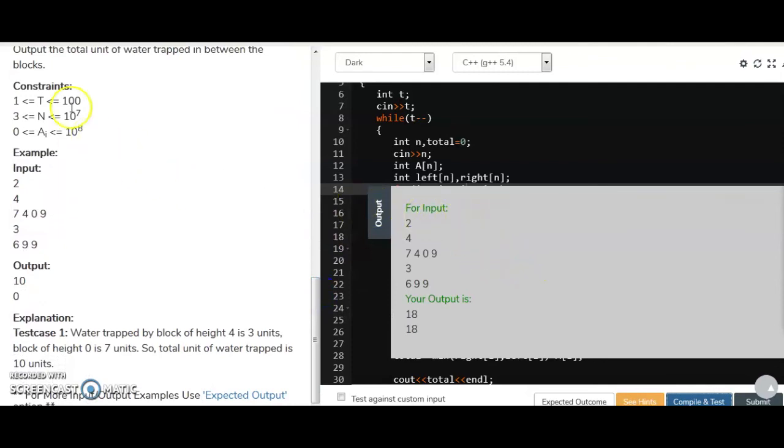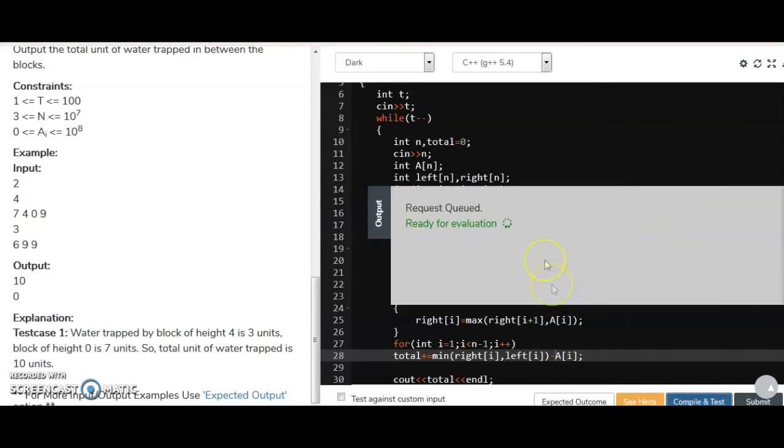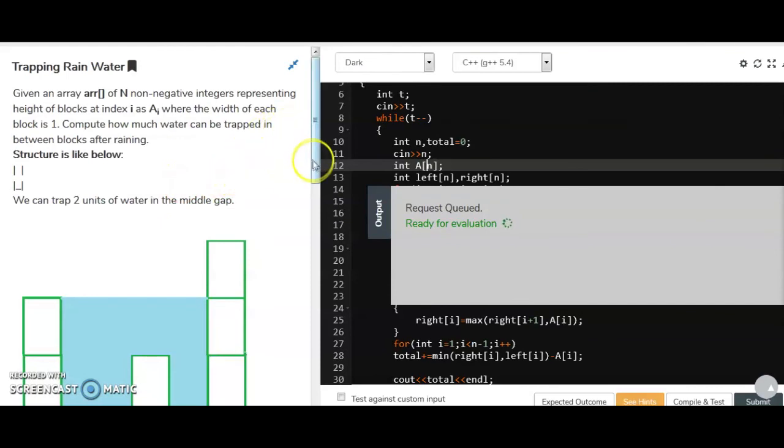Something is wrong there. Let's see the error. Yes, we have to subtract it, right? As we have seen already. I mistakenly put the plus. Fine. So let's compile it now. So our code is accepted and all the test cases passed.